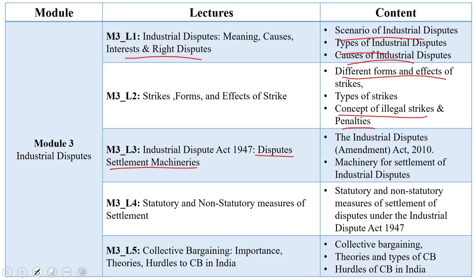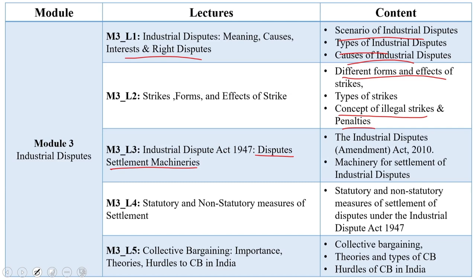Again, in the fourth lecture, we looked into the statutory and non-statutory measures of settlement. Statutory measures relate to various types of machinery set up by government under the Industrial Disputes Act. It can be conciliation and mediation, voluntary arbitration, and adjudication. We have the non-statutory measures: code of discipline, workers' participation in management, and collective bargaining, which are supported by government and help in settlement of disputes. Now, these are some of the critical aspects when you look into the statutory and non-statutory measures of settlement. I repeat, statutory measures include conciliation and mediation.